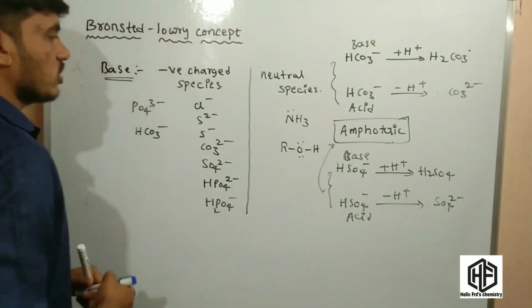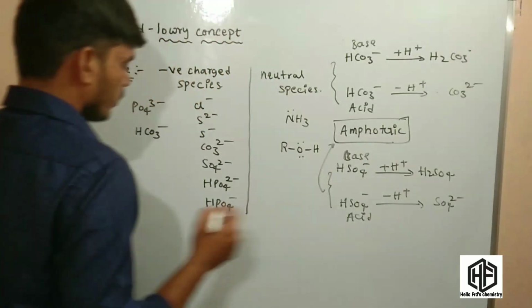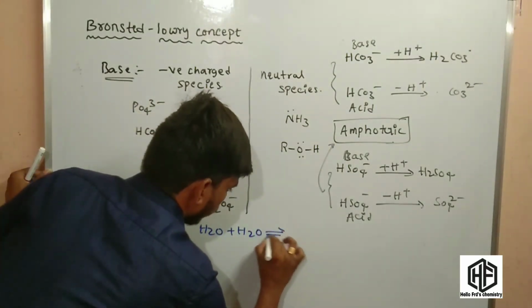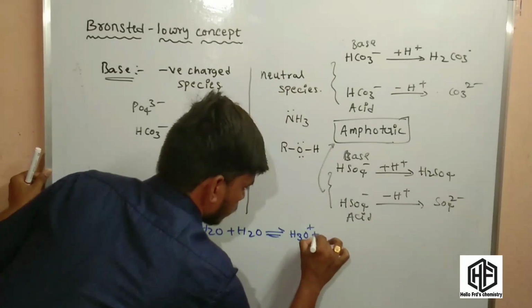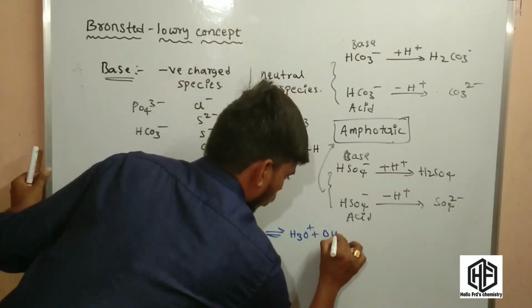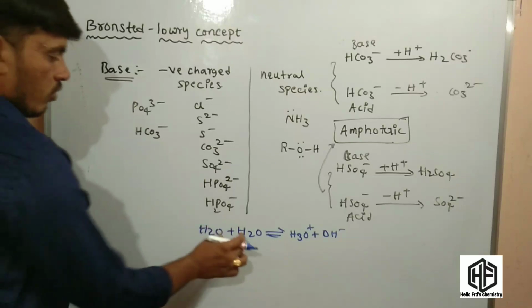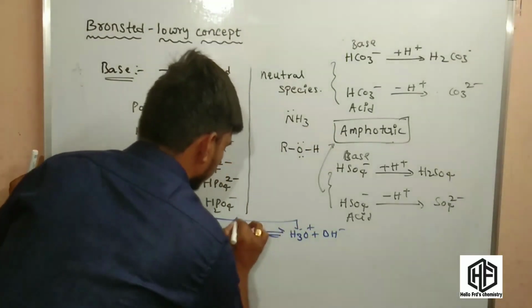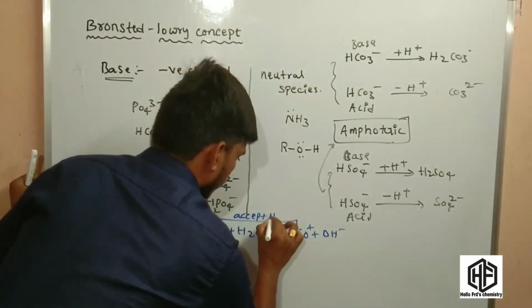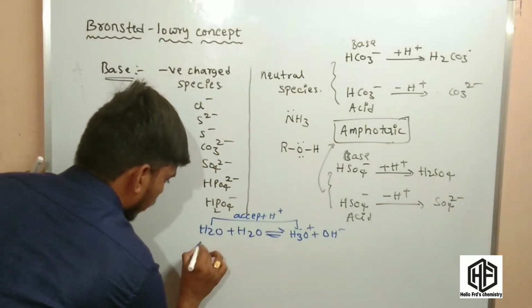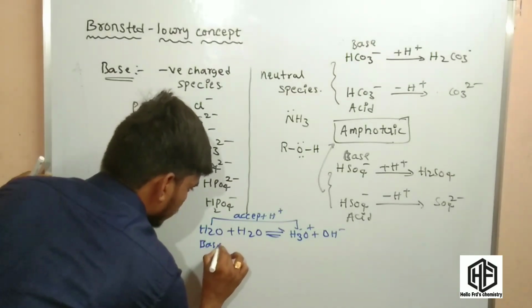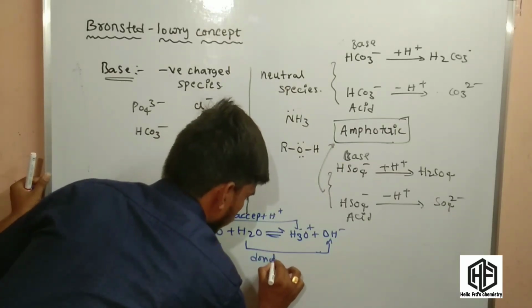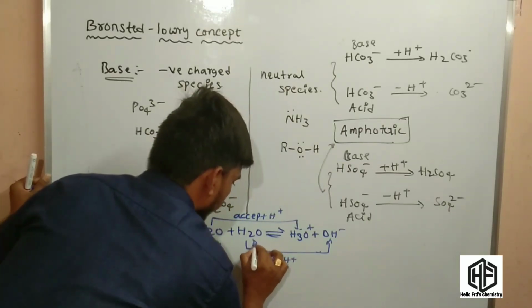But one more important example of an amphoteric species is H2O plus H2O giving H3O plus and OH minus. Here H2O accepts H plus, so it acts as a base. In the other case, H2O donates H plus, so it acts as an acid.